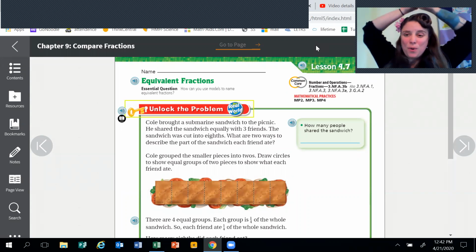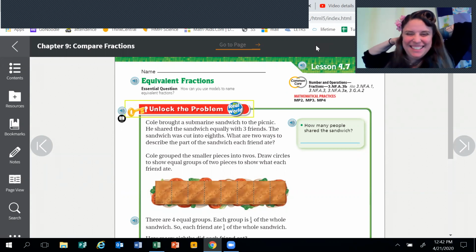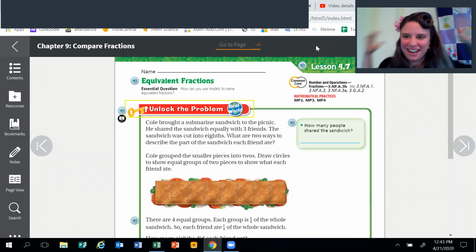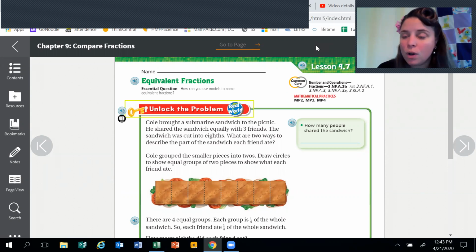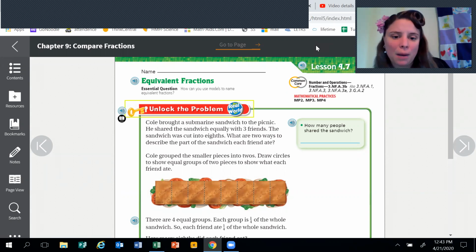Are you ready for some more equivalent fractions? I'm sure you are. Okay, so today, instead of modeling the equivalent fractions, we're going to do some problem solving with them. So how can you use models to name equivalent fractions? And of course, you can always use your fraction strips or draw pictures to help you understand what's going on. So I'm going to go ahead and read Unlock the Problem.